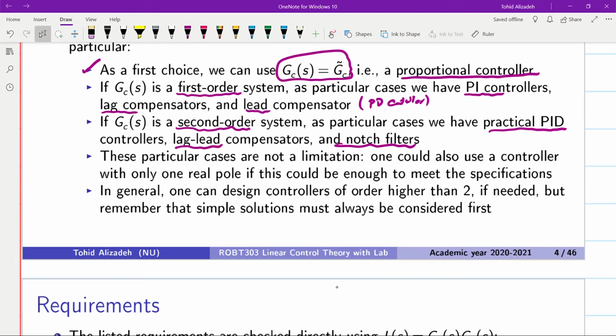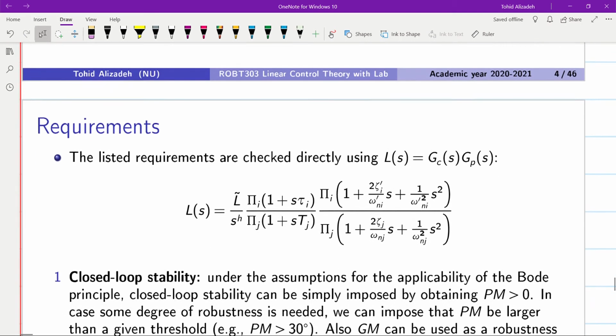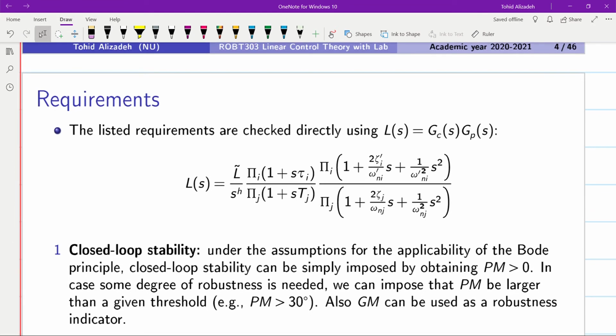You can also come up with a controller design of a higher order, higher than 2, if required, but you should always keep in mind that the best is to have the simplest controller design. So that's why we will start with the proportional one and then consider the first order controller, then the second order, and if needed you go further. Now let's have a look at the requirements.